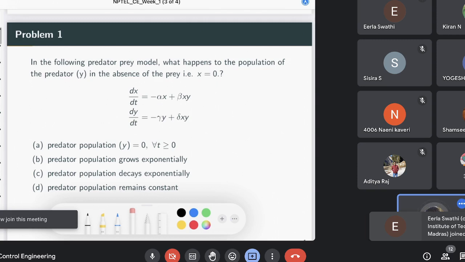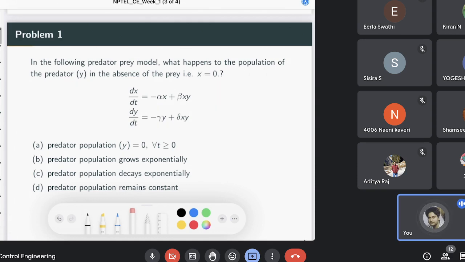We have a prey predator model. You know what a prey and predator model is, right? You have some prey, like deer or something, that feeds on natural habitation, and a predator which feeds on the prey. This is a model with many assumptions, like the prey has unlimited food supply, and the predator feeds only on the prey, and so on. You have these dynamics that describe that, where X is the prey and Y is the predator. You have to answer what happens when the prey goes to zero.